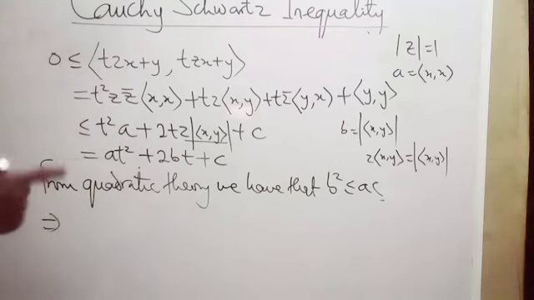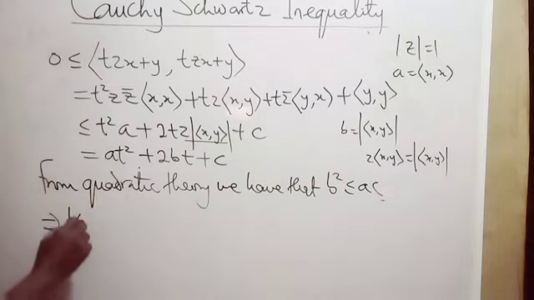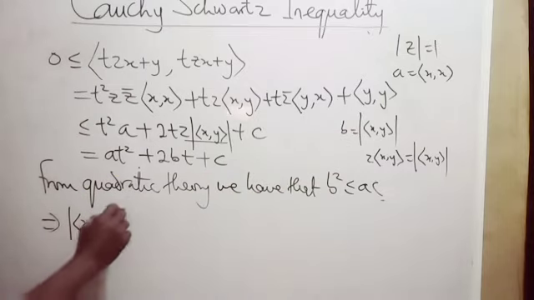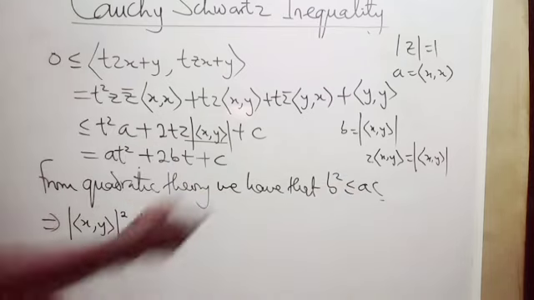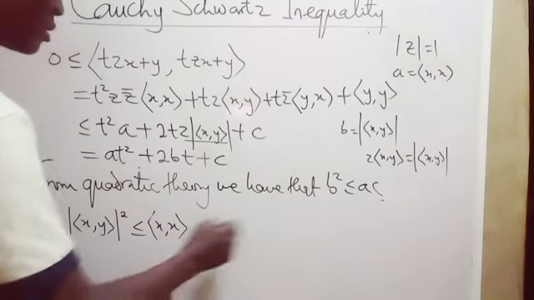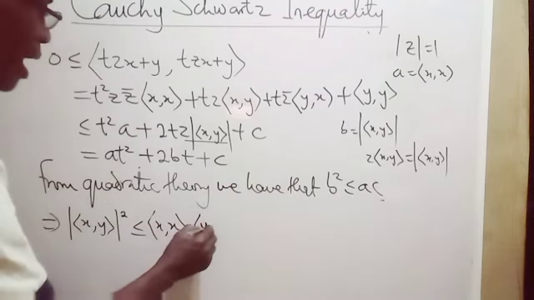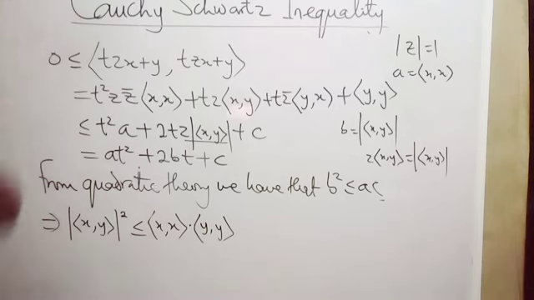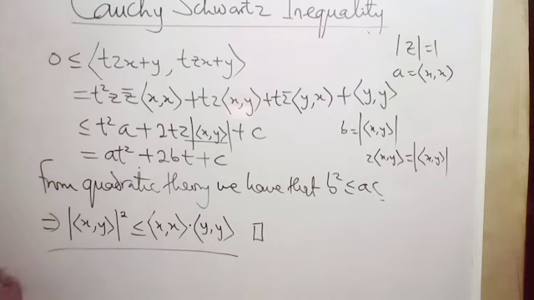And what was our b? b is the absolute value of the inner product of x comma y. Now square, less than or equal to. Now a, what is a? The inner product of x comma x, multiplied by your c, that's the inner product of y comma y. If you go back to the initial statement of our proof, this is exactly what is there. So that implies that we have established the Cauchy-Schwarz inequality proof.